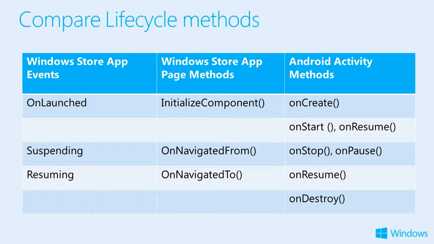You can switch the pages or activities inside a process. In Android, when one activity replaces another, the current activity invokes the onPause and onStop callbacks, and the new activity invokes the onResume callback. This behavior is similar to the page-to-page navigation in Windows Store apps. In Windows Store apps, while moving from one page to another, the current page invokes the OnNavigatedFrom callback, and the new page invokes the OnNavigatedTo callback.